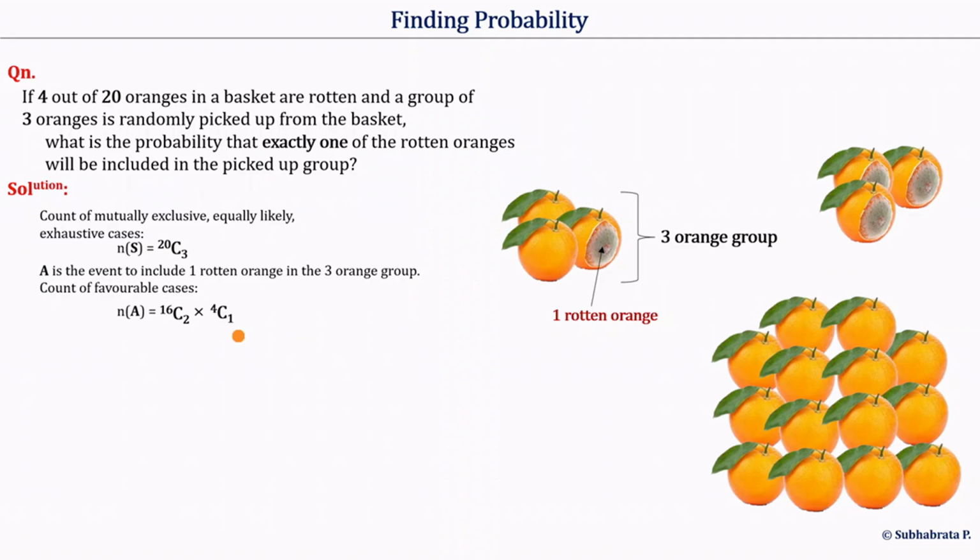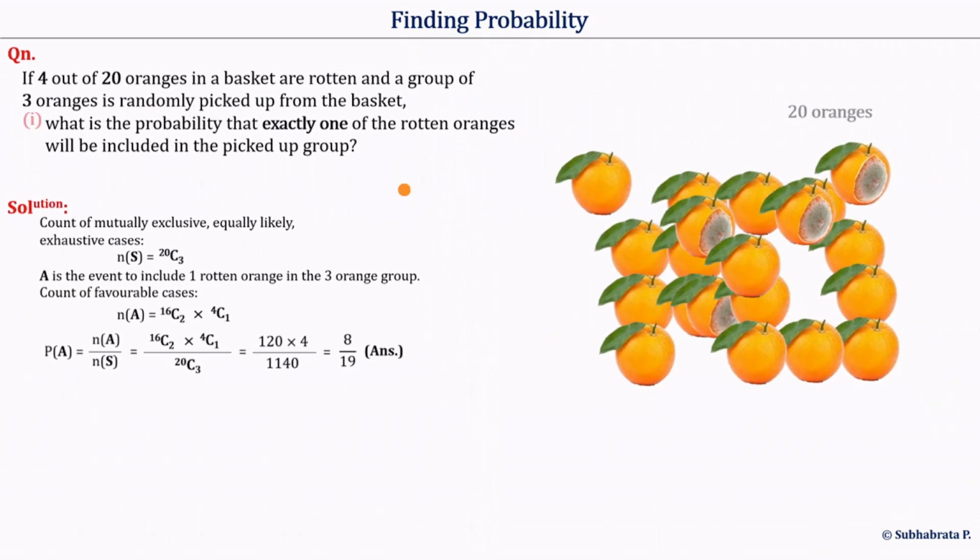We can calculate the probability now. Count in event A is this. Count in the whole sample space is this. So the probability of getting 1 rotten orange in the group of 3 oranges we pick up will be this fraction, 8/19. This is the answer to this question.